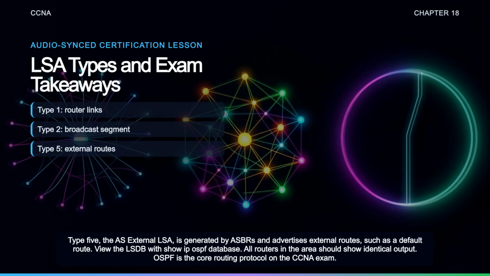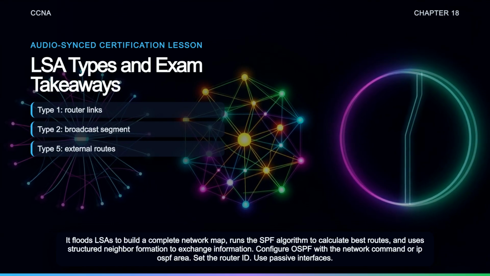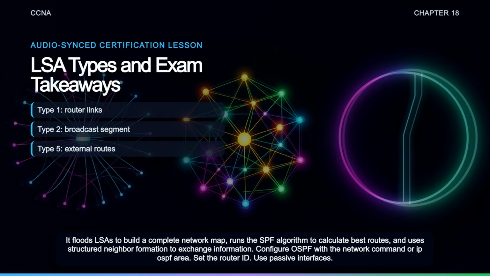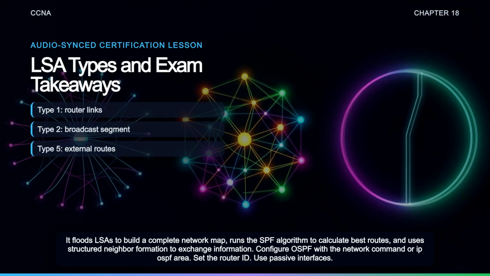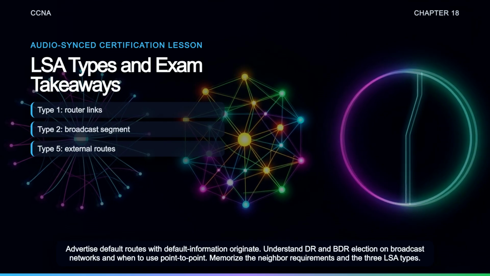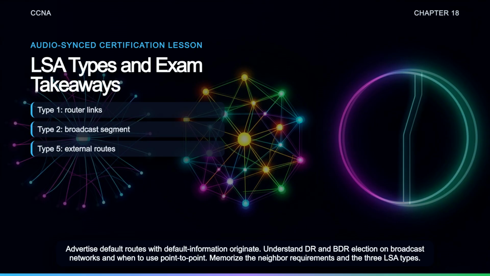OSPF is the core routing protocol on the CCNA exam. It floods LSAs to build a complete network map, runs the SPF algorithm to calculate best routes, and uses structured neighbor formation to exchange information. Configure OSPF with the network command or IP OSPF area. Set the router ID. Use passive interfaces. Advertise default routes with default information originate. Understand DR and BDR election on broadcast networks and when to use point-to-point. Memorize the neighbor requirements and the 3 LSA types.